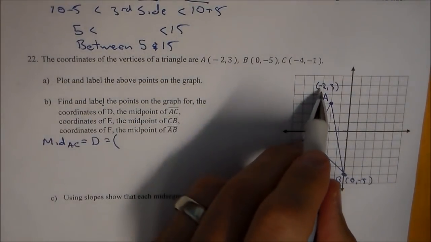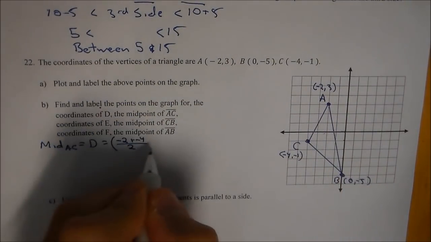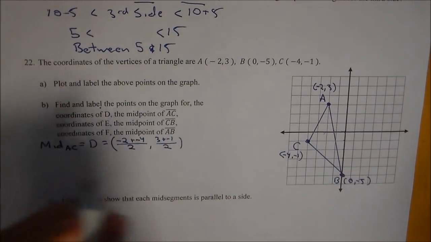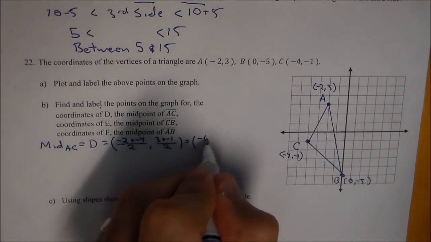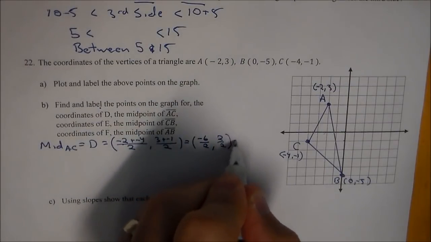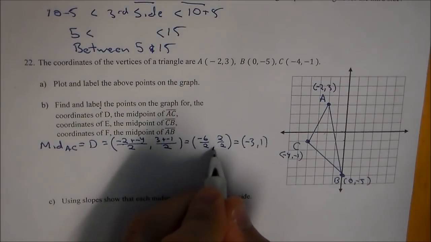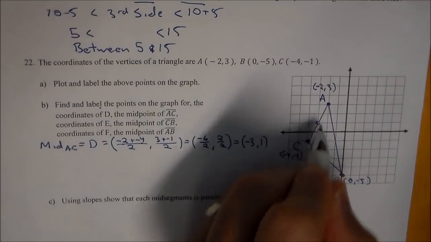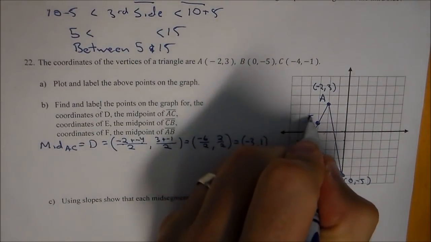So for the midpoint, I'm going to add the x's, -2 plus -4, and divide by 2. Add the y's, 3 plus -1, and divide by 2. -2 and -4 gives me -6/2. And 3 plus -1 gives me 2/2. So we get coordinates of (-3, 1) after we simplify the fractions. Now if we look, (-3, 1) is actually the midpoint. We did it correct. So that's point D.